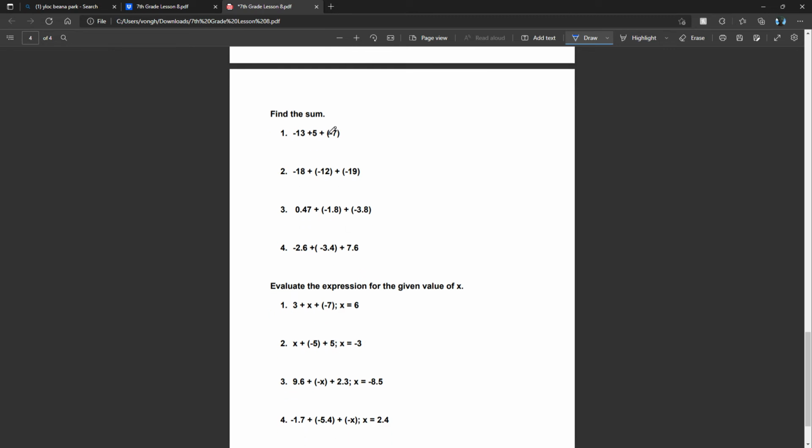Here, let's just find the sum. So this is just PEMDAS basically. Let me just write it out. Actually here you don't need PEMDAS, you need it for the second part, but for here you just add from left to right. So negative 13 plus 5, that's negative 8, plus negative 7. That's the same thing as negative 8 minus 7. So then that would be negative 15, because when you multiply a plus by a negative 7, it still becomes negative 7.